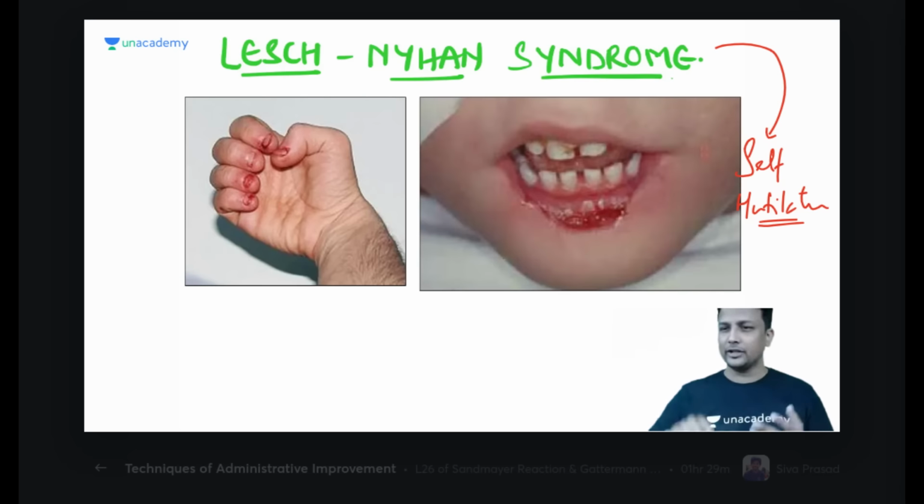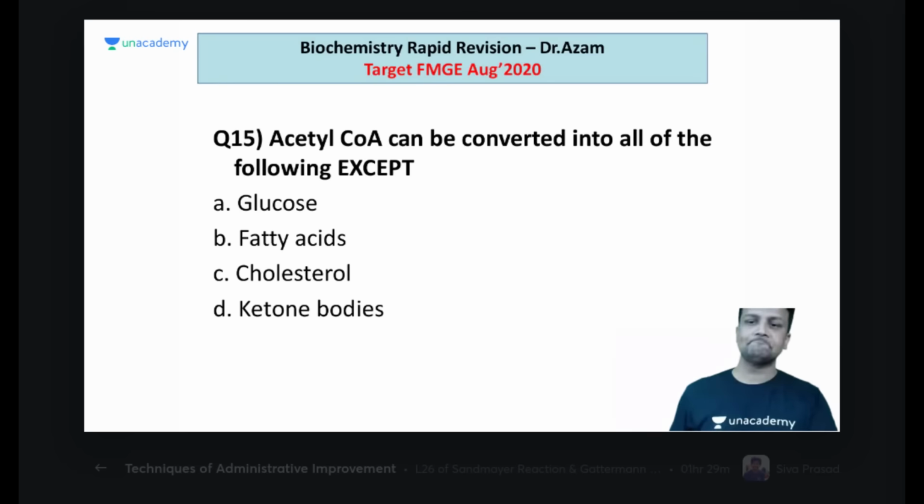Apart from that, there will be a neurological disorder. The person will also suffer from gout, guys. Yes, gout also will be there. Yes, Ravi Nayak. So the most important keyword to identify in the exam is self-mutilation: Lesch-Nyhan syndrome. Okay, next one, guys.